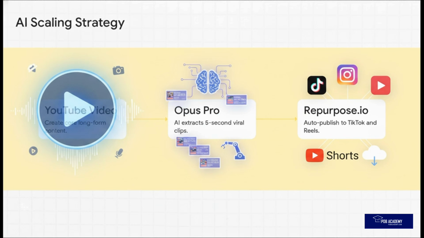Finally, we scale laterally using artificial intelligence. This is where your effort multiplies exponentially. You take your core YouTube video and feed it into an AI tool like Opus Pro, which automatically identifies and cuts highly engaging 5-second clips with captions. Then, you plug those clips into an automation tool like Repurpose.io, which auto-publishes them across TikTok, Instagram Reels, and YouTube Shorts. You do the hard work once on YouTube, and AI creates an entire web of content for you without lifting a finger.